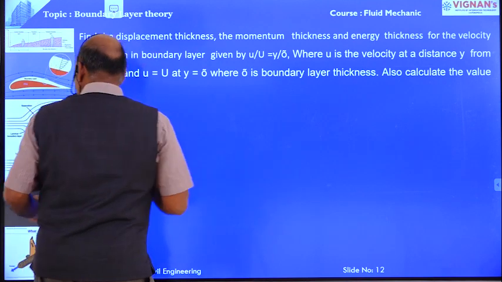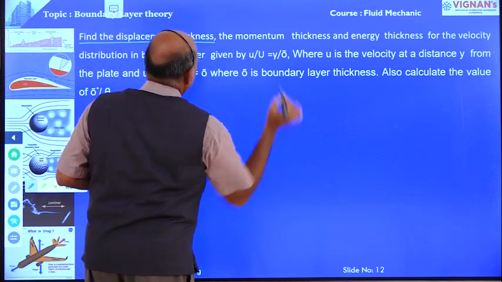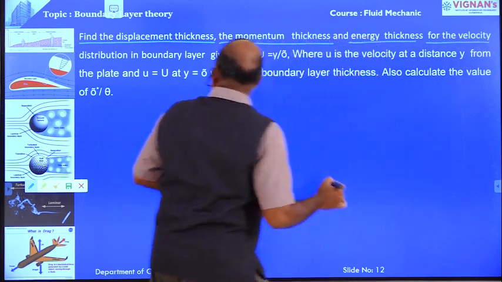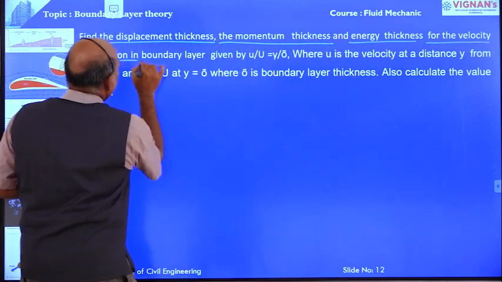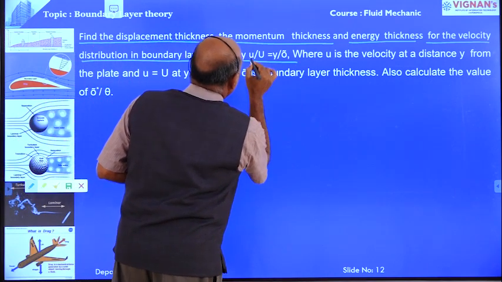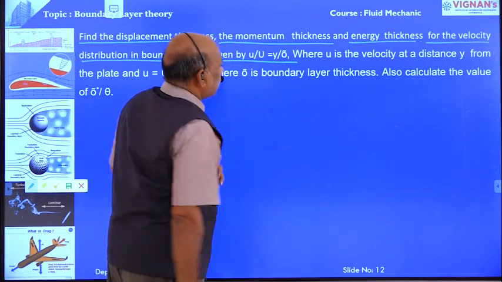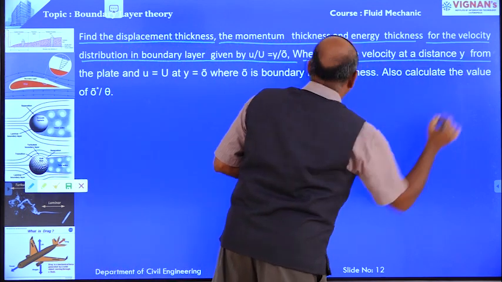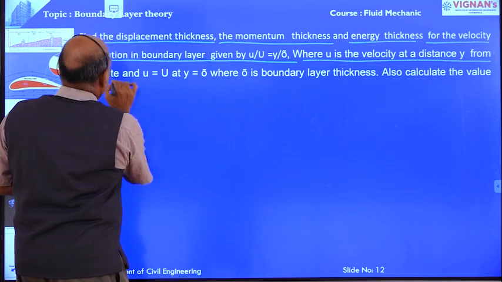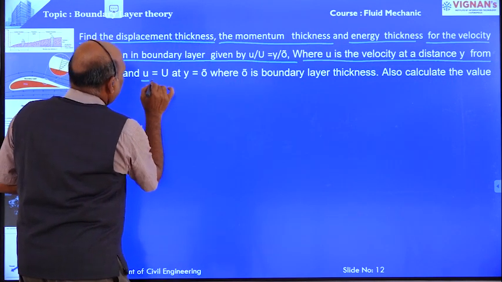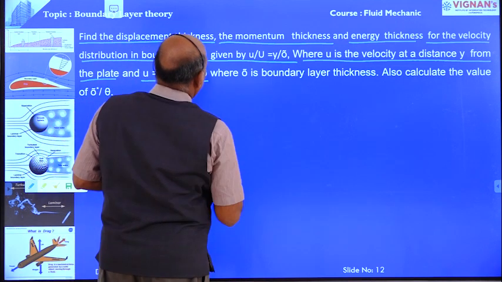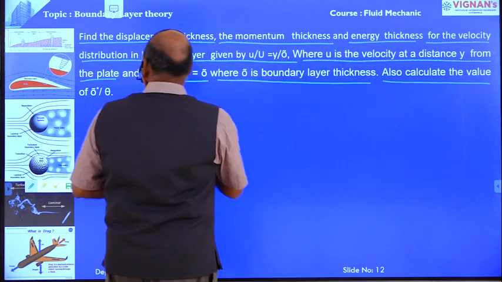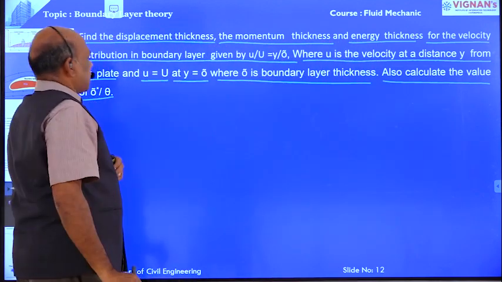Find the displacement thickness, momentum thickness, energy thickness for a velocity distribution in a boundary layer given by small u by capital U is equal to y by delta, where u is the velocity at a distance y from the plate, and u equal to capital U at y is equal to delta, where delta is the boundary layer thickness. Also calculate the value of delta star by theta.